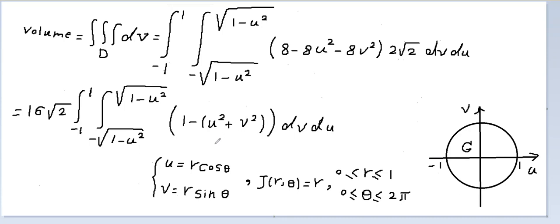This time we are going to use the polar coordinate system for our substitution. It means, just like x and y, we take u to be r cosine theta and v to be r sine theta. The Jacobian of this substitution is r. Look here, this is our region, right? To describe it using r and theta, we can say r is from 0 to 1, the radius of this circle, and theta is from 0 to 2 pi.